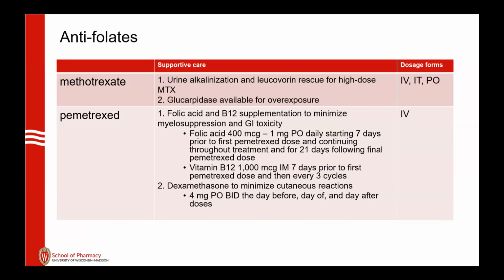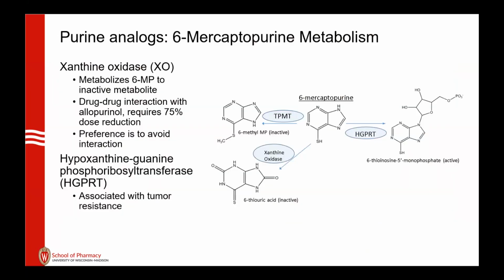Okay, so for antifolates, methotrexate. Pemetrexed would be used in gyne and lung indications. Important to note here, you do daily folic acid for 7 days, vitamin B, and then dexamethasone pre-meds are a little bit different. This is not an inpatient drug, and we still worry about myelosuppression and GI tox, but that's how we prevent it for this drug.